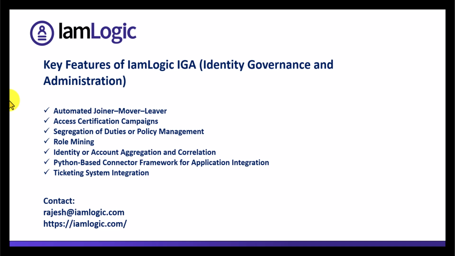Alright, we have just seen a simple demonstration of how just-in-time access works in the IamLogic IGA platform. Apart from just-in-time provisioning, the IamLogic IGA solution also supports the following features: automated joiner mover leaver, access certification campaigns, segregation of duties or policy management, role mining, identity or account aggregation and correlation, a Python-based connector framework for application integration, ticketing system integration, and IamLogic can be deployed as an on-premise or SaaS application.